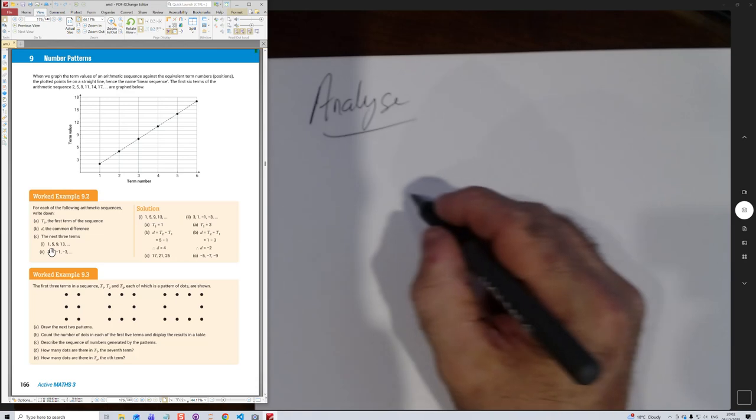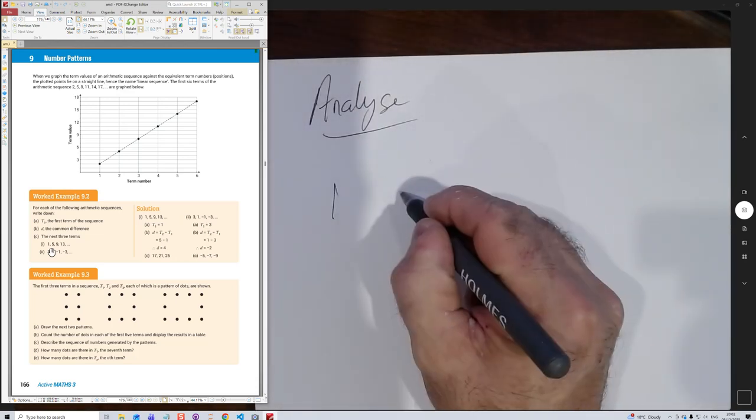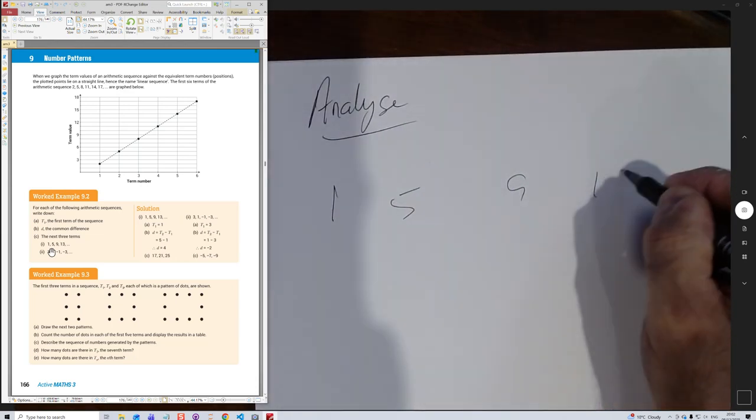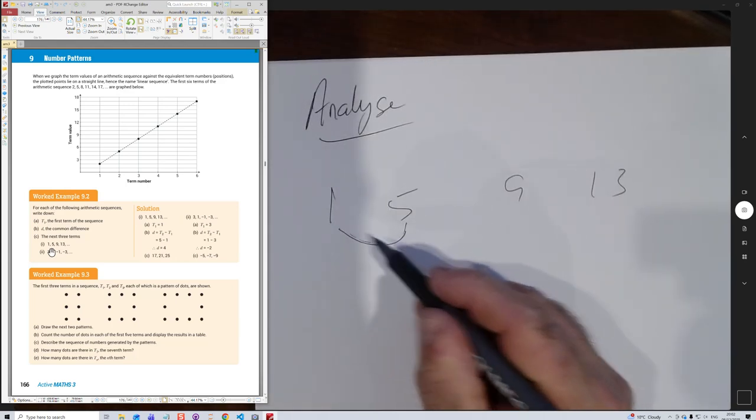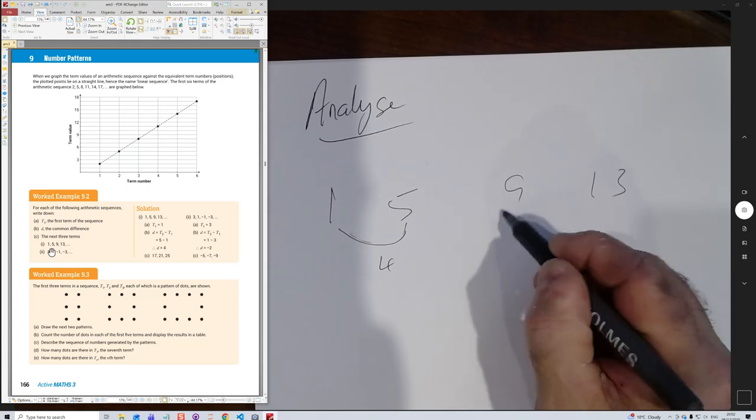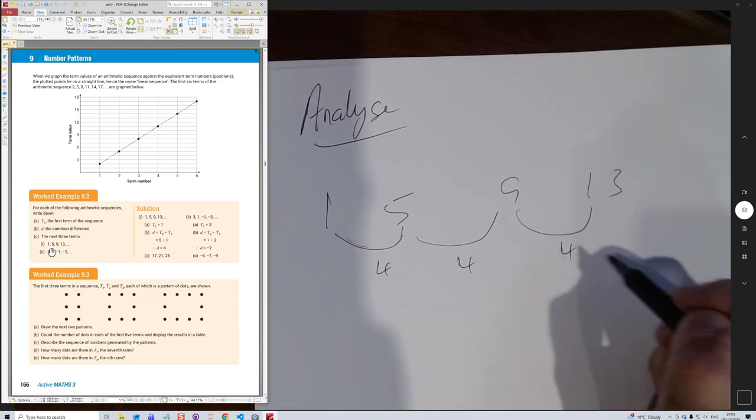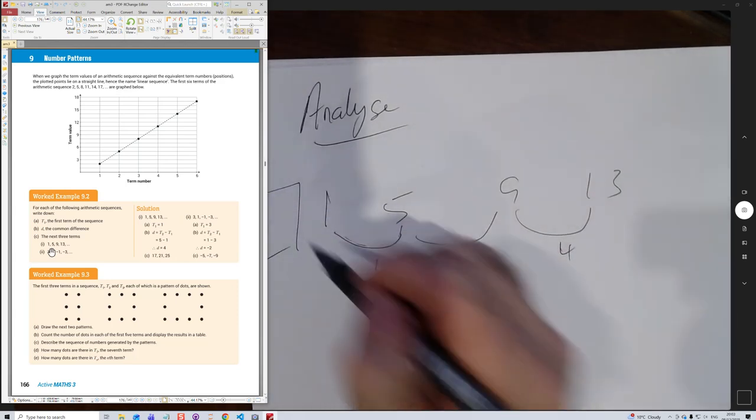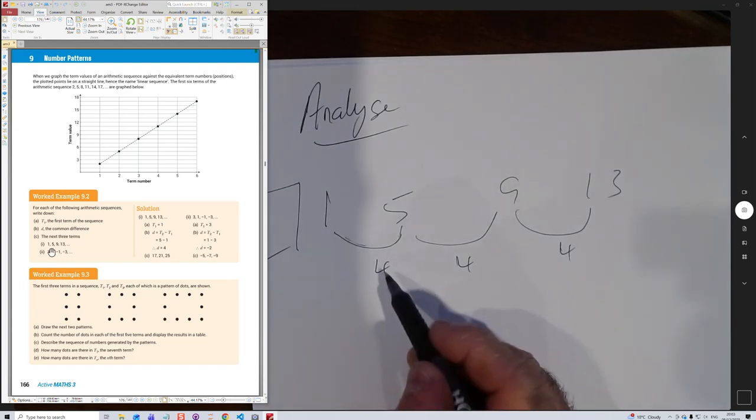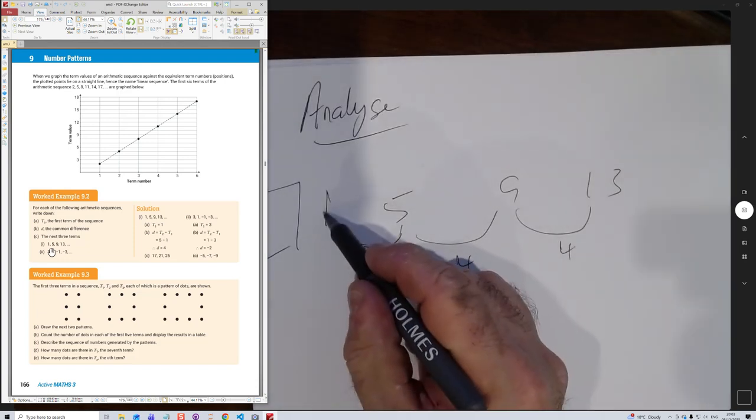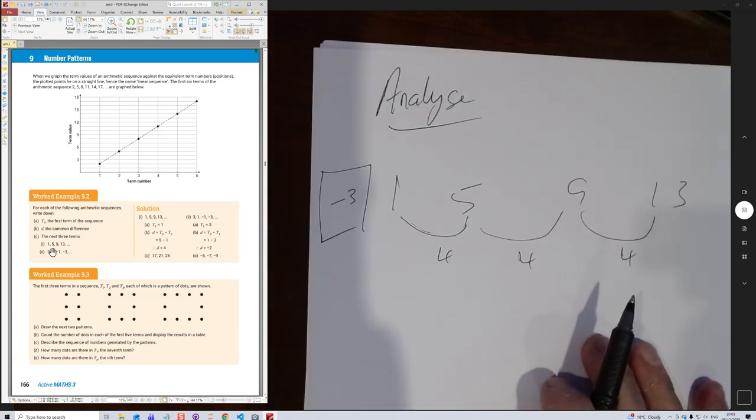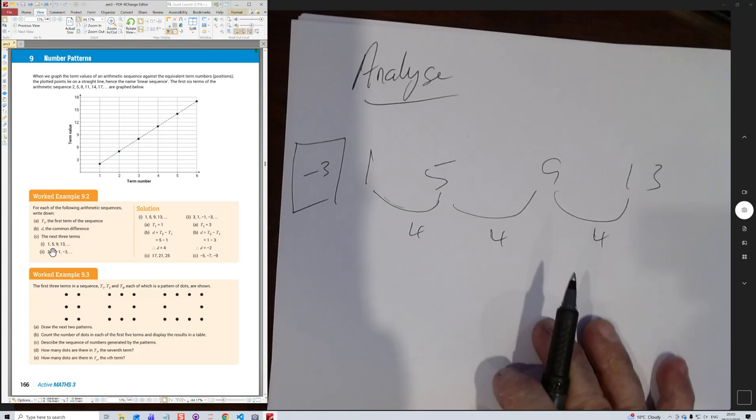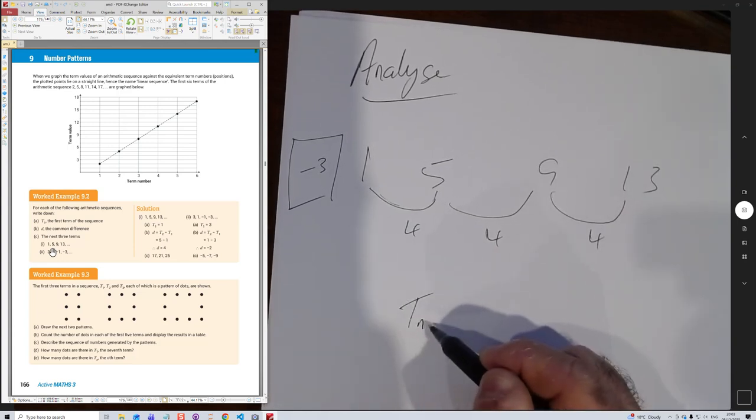So we have 1, 5, 9, 13. 5 take away 1. So take your pen, start here, mark back 4, 4, 4. Work out what will go here. Take away 4: 5 subtract 4 is 1, 1 subtract 4 is -3. Okay, which brings us to term n.